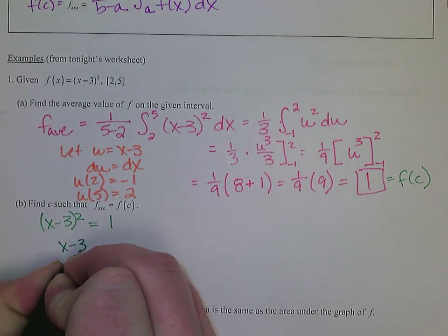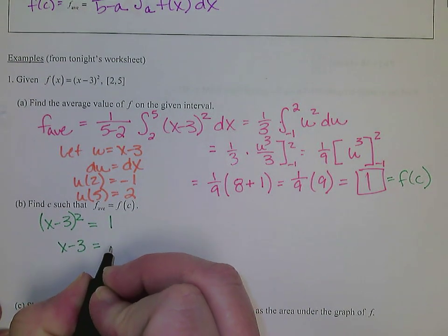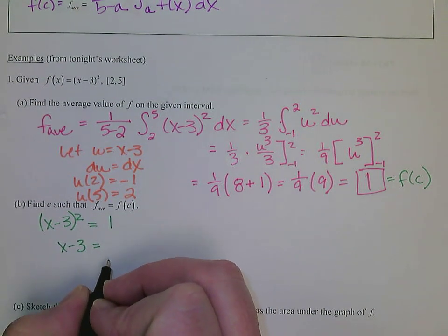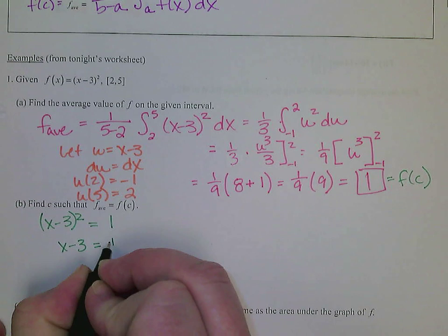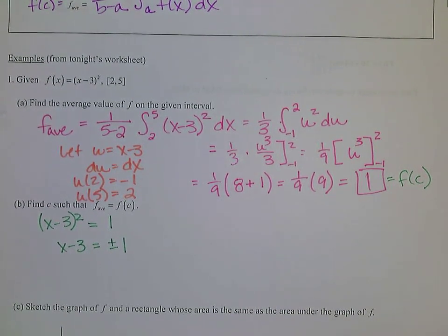So if we take the square root of that, the square root of 1 is not 1. It's plus or minus 1. If we're taking the square root, it could have been a negative 1 because when we squared it, we would have gotten positive 1.